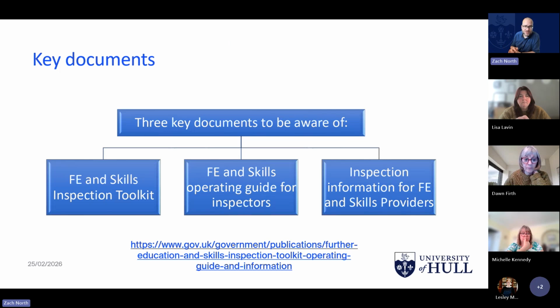There are three key documents that we need to be aware of. On the left, we've got the FE and Skills Inspection Toolkit, which is the one that we'll be inspected under as a higher education institution. The other two documents are, in the middle, the FE and Skills Operating Guide for Inspectors, and on the right, the Inspection Information for FE and Skills Providers.